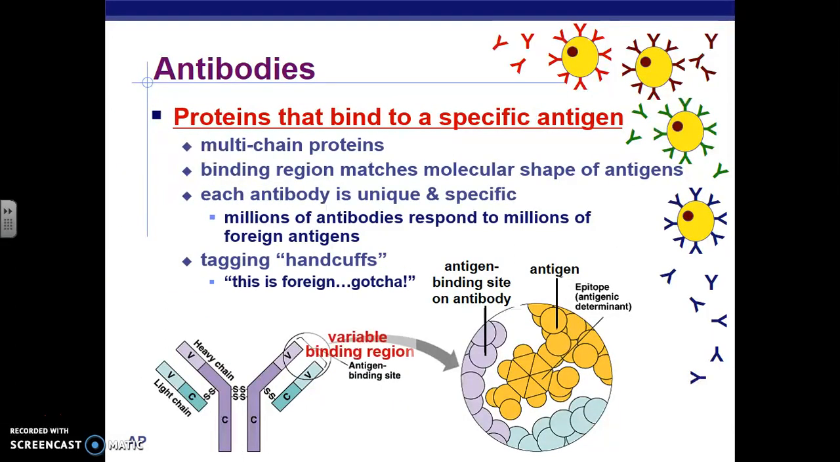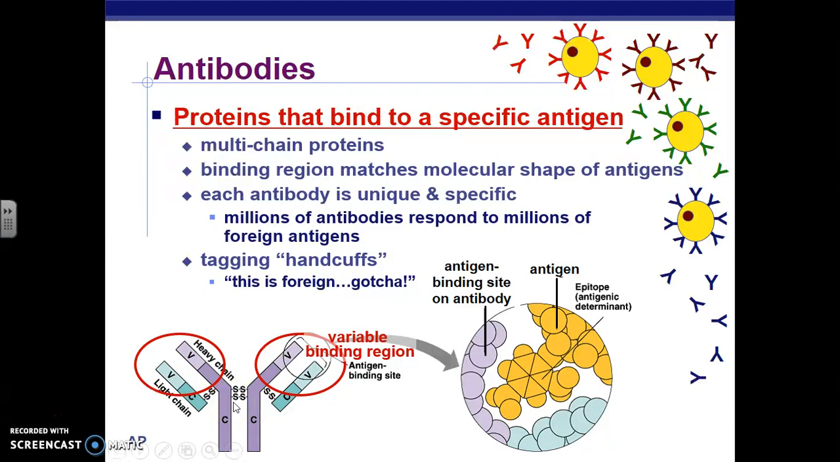So, antibodies are proteins that bind to specific antigens in the blood. They're composed of 4 chains. We have a heavy chain and a light chain, and then a heavy chain and a light chain on the other side. Now, there are 2 major parts of an antibody. The 2 main parts are the variable region, which is shown here in V, and then the constant region, which is shown here marked with C, and it's purple.